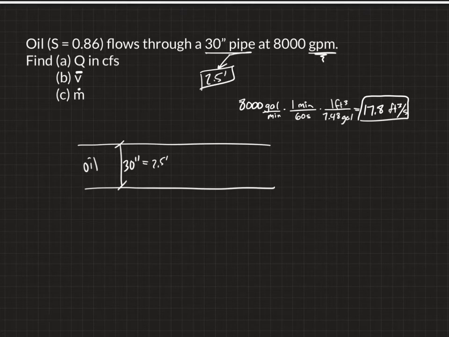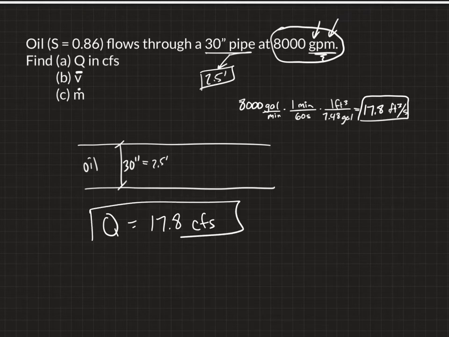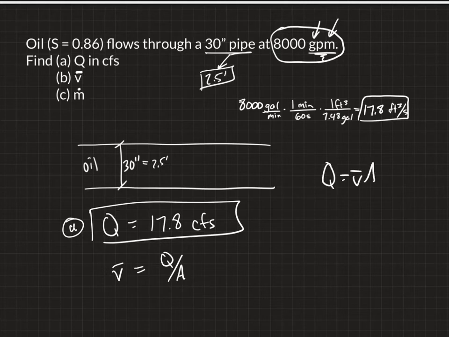Now, I should have noted that this was already a flow rate because we had volume per time, but I converted it. So now we're at a flow rate of Q equals 17.8 CFS. Beautiful. That's part A. Part B, we want the V bar, noting that V bar equals Q over A. A second ago I had this written as Q equals V bar A, so I just rearranged that equation.